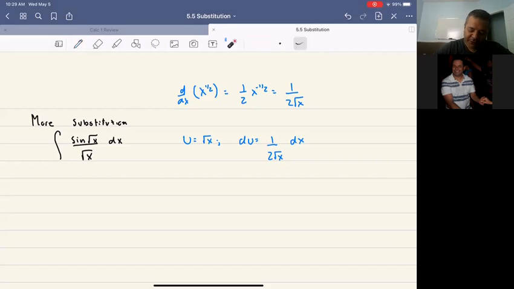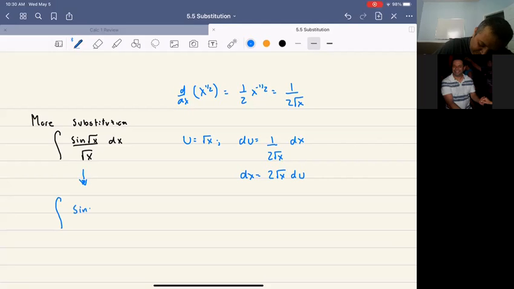I want you to notice something. Look at that. That is 1/2 of du. Or if you like, you could write it as dx is 2 root x du. Let's do it that way. Putting this through that machine, we get the integral of sine of u, with dx being 2 root x du, divided by root x. These root x's, of course, cancel.